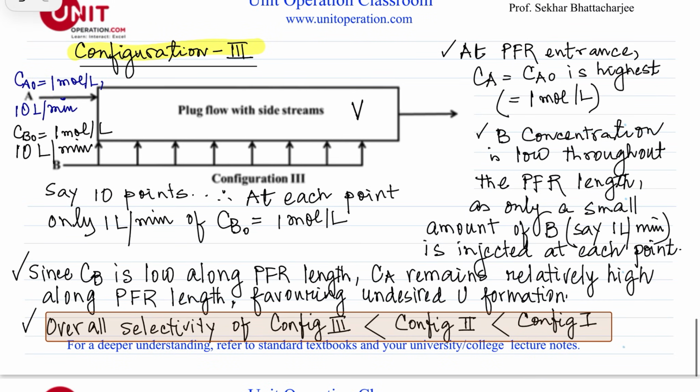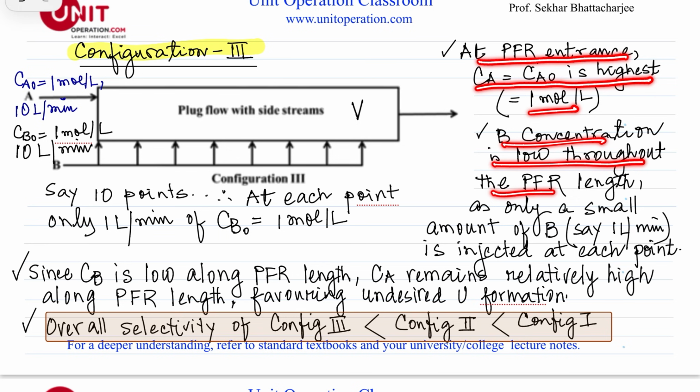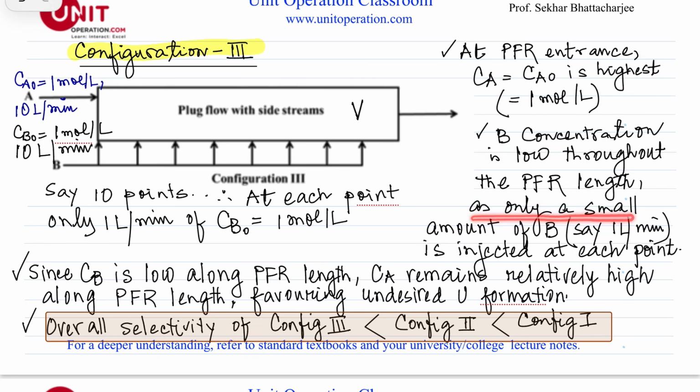Next, look at configuration 3 here. What happens is that the entire A is entering here, whereas B is distributed at n different points, let's say 10 different points. So at the PFR entrance, CA0 is highest, and the B concentration is low throughout the PFR, as only a small amount of B, say 1 liter per minute if we have 10 points, is injected at each point. Since CB is low along the PFR length, CA remains relatively high along the PFR length, favoring undesired formation.